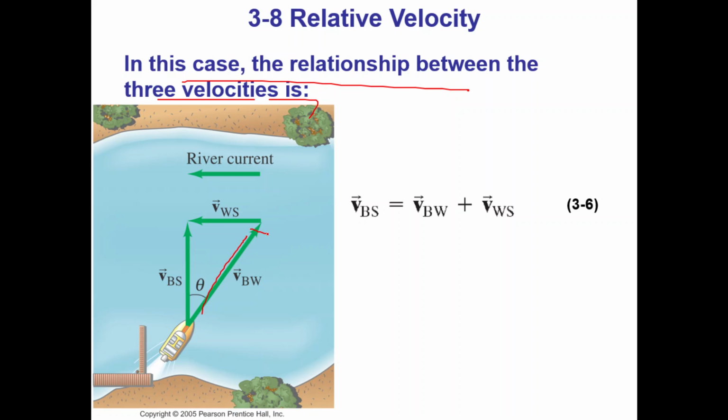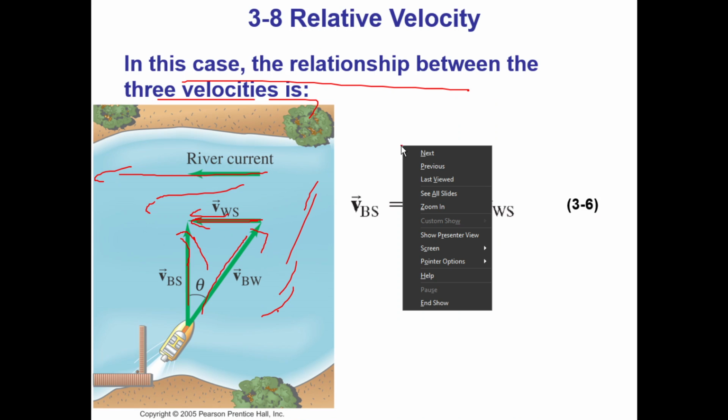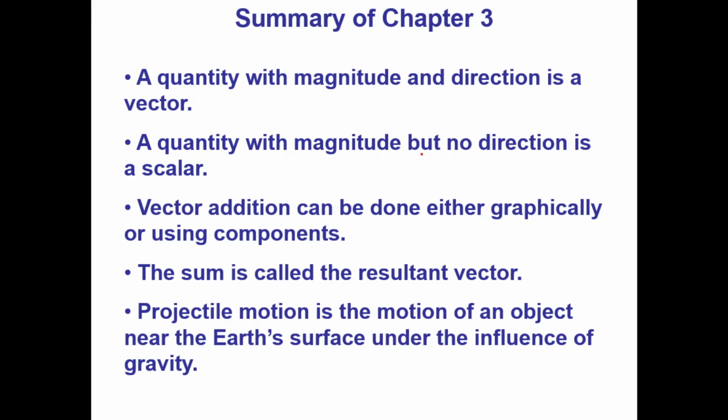This is boat, water and shore: BS, BW, WS. The current is in this direction, so the current will be on this side. So to find the VBS, you use VBW plus VWS, because of the river current, which will give us the resultant VBS.